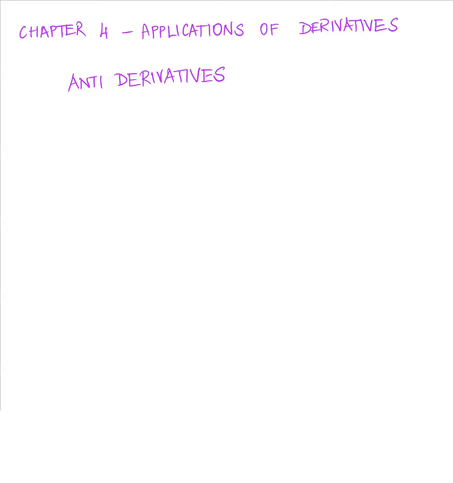Hello everyone, welcome to Chapter 4, Applications of Derivatives, and we focus on antiderivatives. As the name suggests, anti is opposite or reverse, and derivatives is the process of finding the differentiation. So we know how to do the derivatives. We have shortcuts. So we know that if we are given a function f of x, from that we can find the derivative f prime of x. Now antiderivatives is the reverse process.